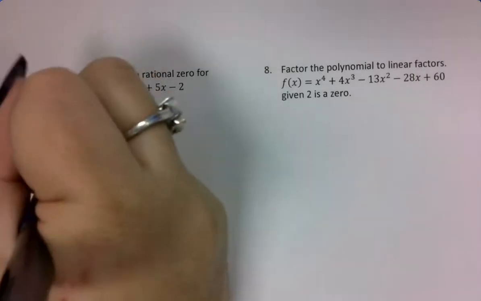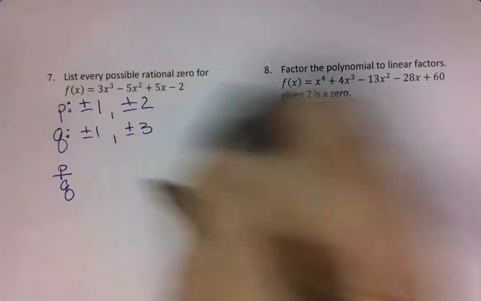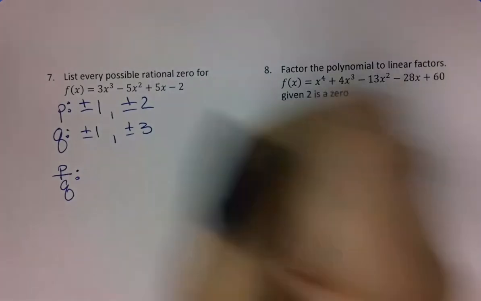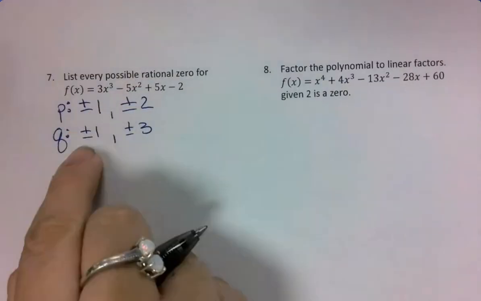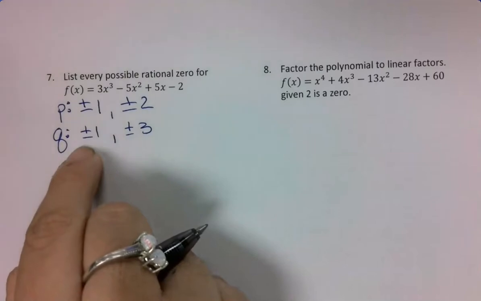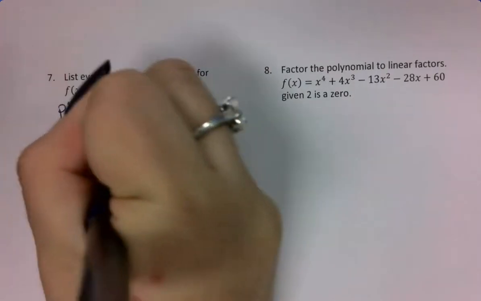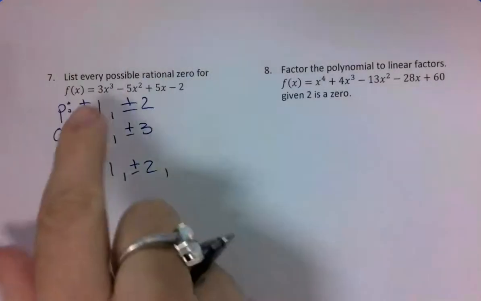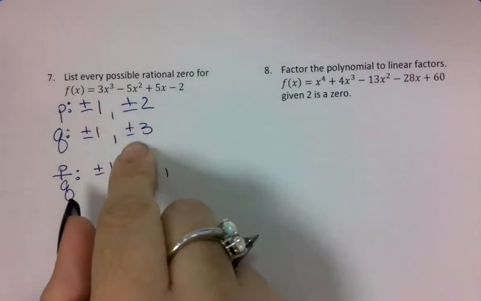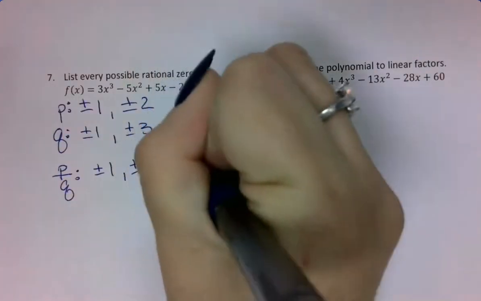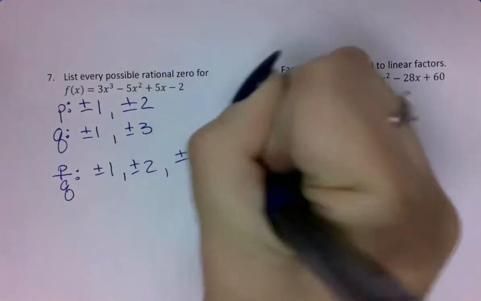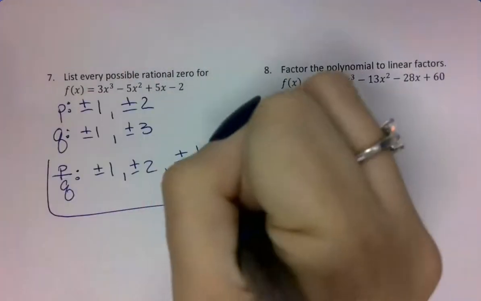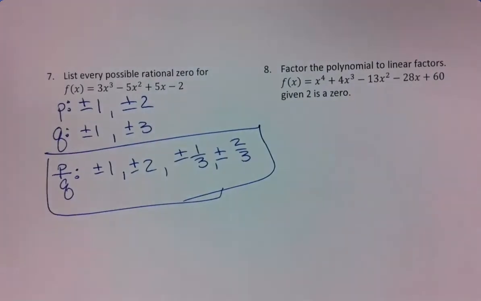Then what I want to do for my possible rational zeros is I take all my values of p and divide by all my values of q. So all of these two values divided by positive and negative 1 will give me back positive and negative 1, positive and negative 2. Then I want to go ahead and take those two values and divide by positive and negative 3. So it's going to give me positive and negative 1/3, and then positive and negative 2/3. So these right here are all of my possible rational zeros.